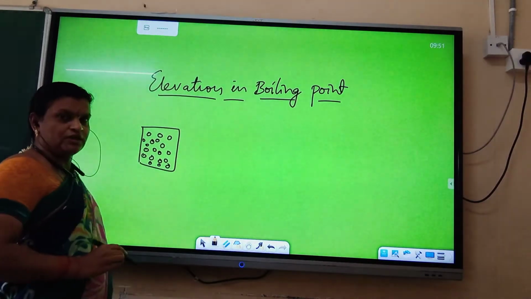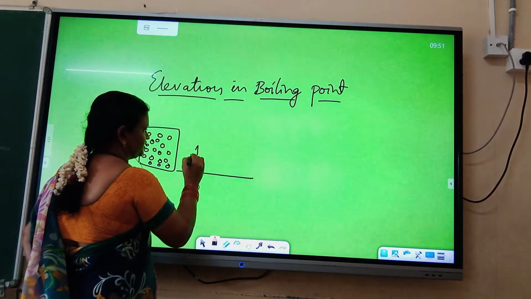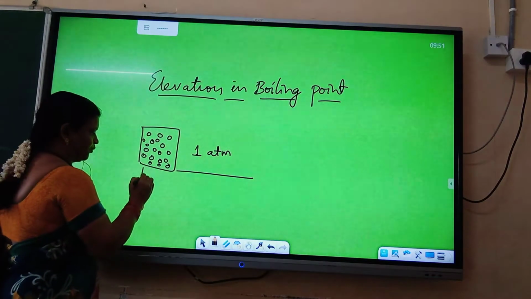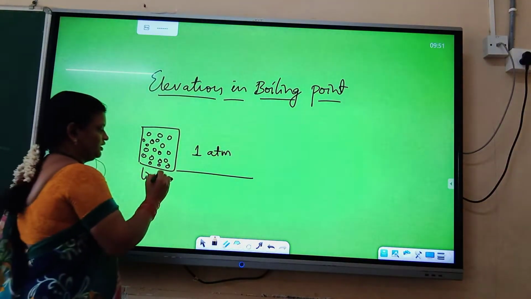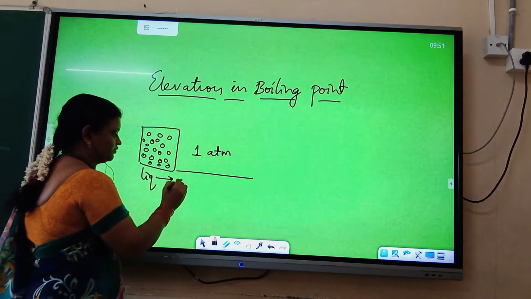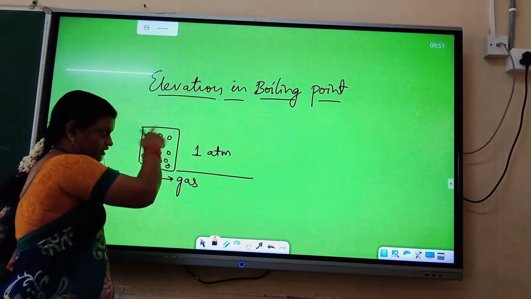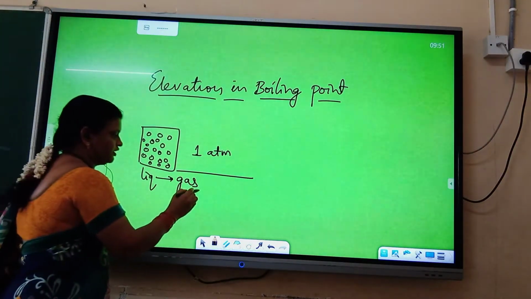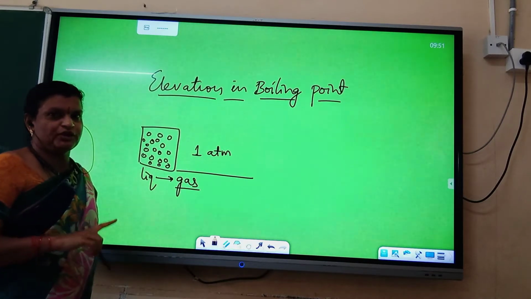Just remember that. Now we are doing this activity at sea level, and you know that the pressure at sea level is 1 atmosphere. Here we have taken the liquid. This liquid will convert into gaseous state whenever the gaseous pressure present in the container becomes equal to the outside atmospheric pressure. Then only it will turn into gaseous state. That particular point we call the boiling point.